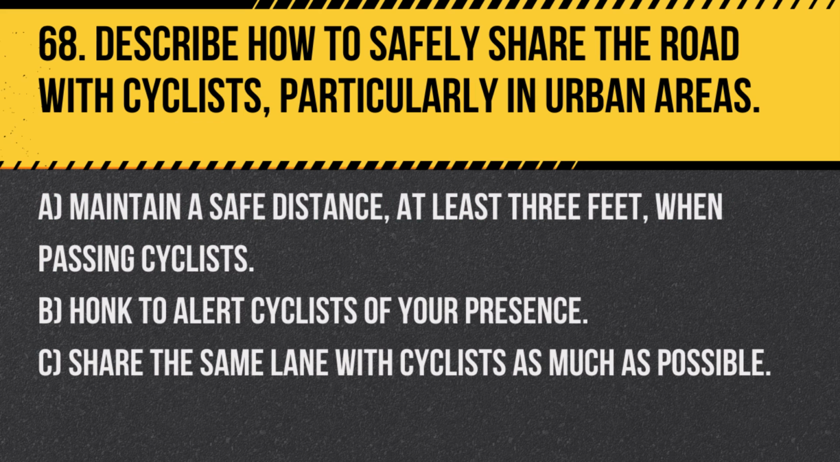Question 68. Describe how to safely share the road with cyclists, particularly in urban areas. A. Maintain a safe distance, at least 3 feet, when passing cyclists. B. Honk to alert cyclists of your presence. C. Share the same lane with cyclists as much as possible.